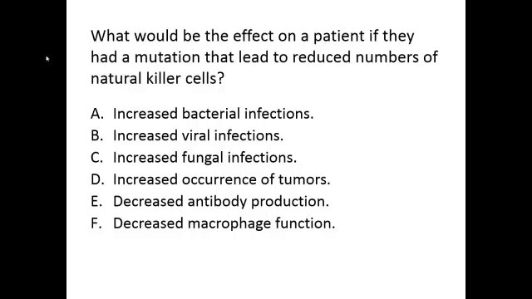So, if we didn't have natural killer cells, what would we have? Well, we'd have an increase of viral infections because the natural killer cells wouldn't be killing those cells that were displaying viral proteins on their surfaces. And there would be an increased occurrence of tumors because the natural killer cells are not getting rid of cells that don't display enough MHC. In other words, they're not getting rid of cancer.